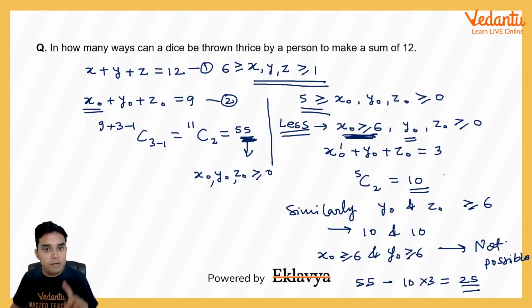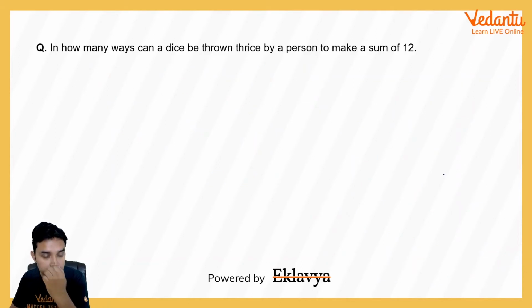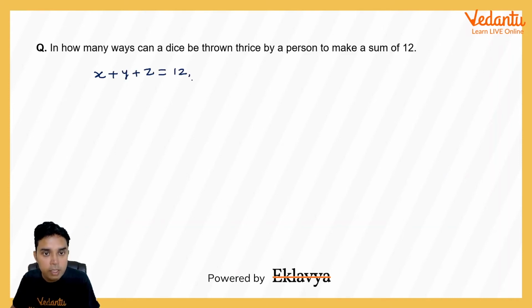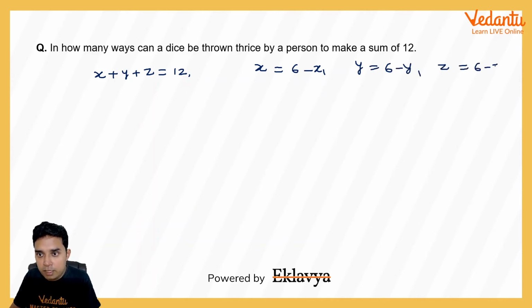I would like to add one more method to this question. We are given that in how many ways the sum can be 12. So this was actually x plus y plus z is equal to 12. Can we write x to be equal to 6 minus x1, y is equal to 6 minus y1 and z is equal to 6 minus z1? Why am I saying so? If that is so, then our equation will become, please see, x1 plus y1 plus z1 is equal to 6.